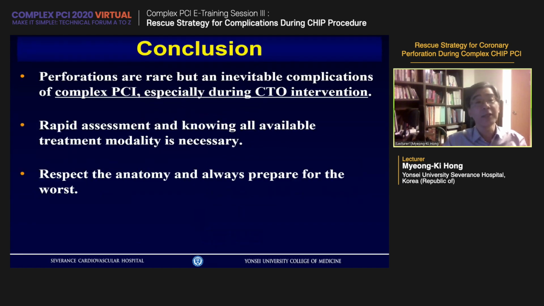Ladies and gentlemen, I'd like to conclude that perforation is actually a rare instance. However, it is an inevitable complication, particularly in complex PCI, especially in CTO intervention. Therefore, rapid assessment and available treatment are necessary. And we always prepare for the worst scenario of coronary artery perforation. Thank you for your attention.